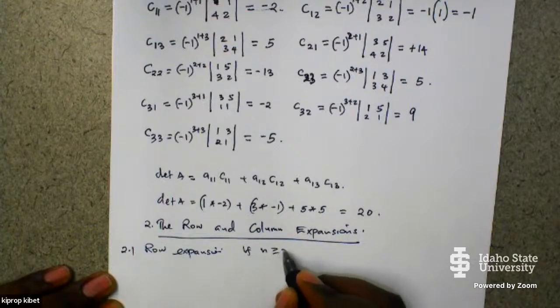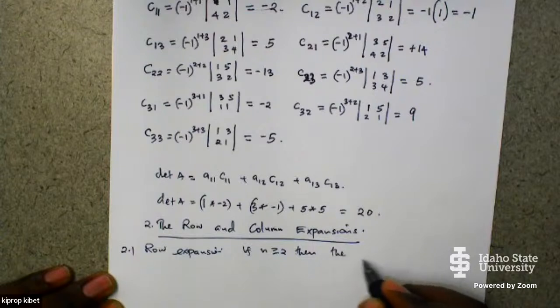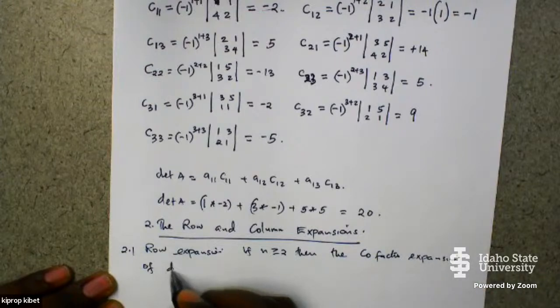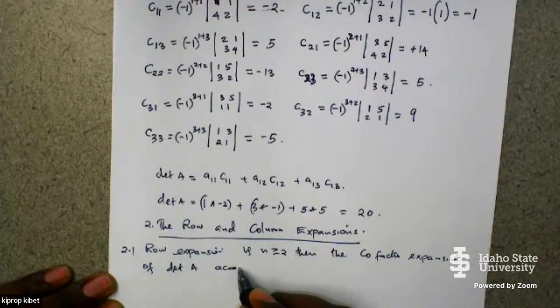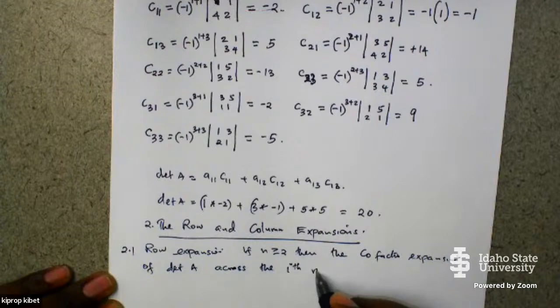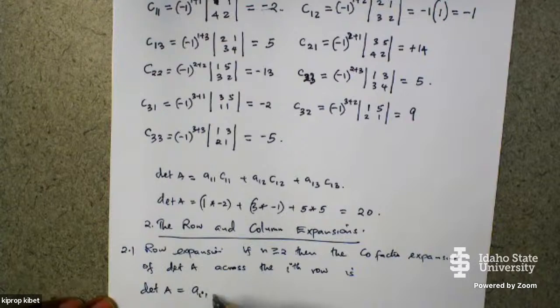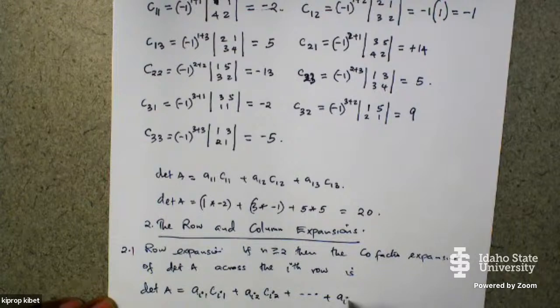If n is greater or equal to 2, then the cofactor expansion of the determinant of A across the ith row is: the determinant of A equals Ai1 Ci1 plus Ai2 Ci2 plus up to Ain Cin, which is the same as the summation of j equals 1 to n of Aij Cij.